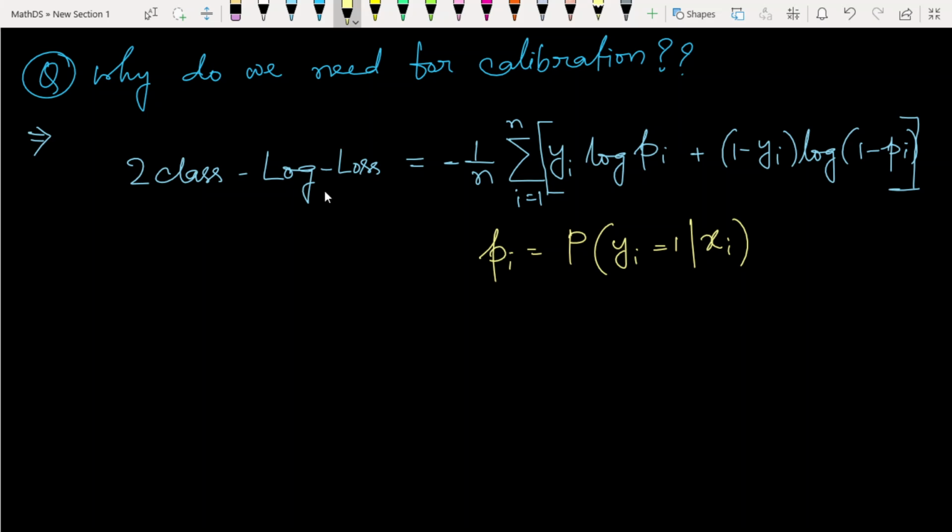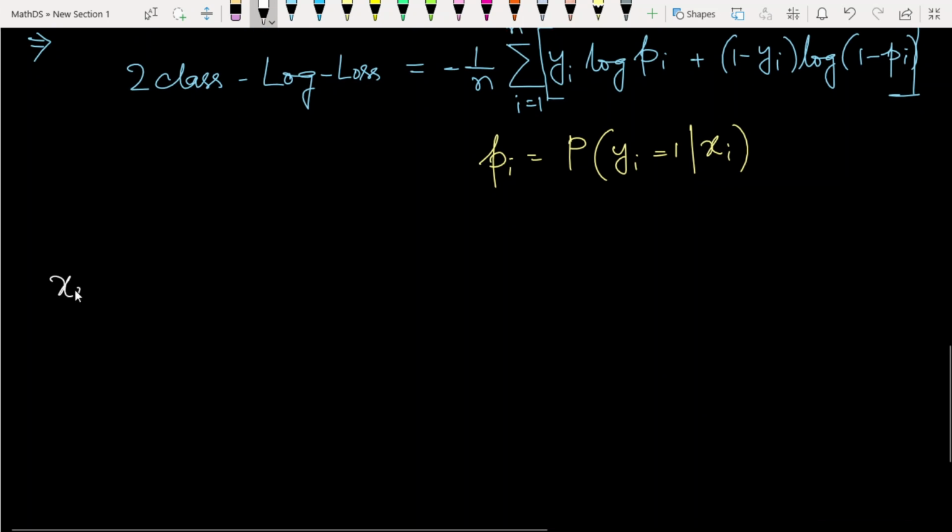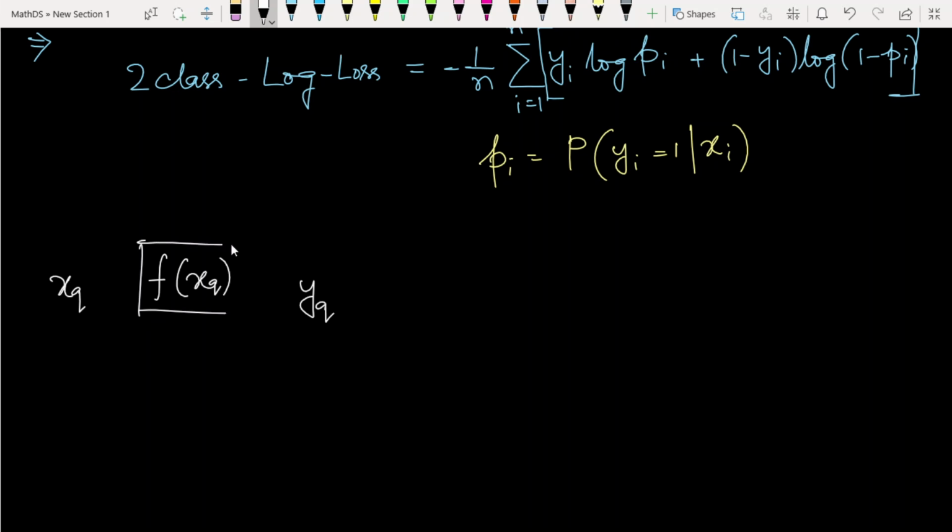Now let's try to understand. This is our two class log loss formula that we have already seen. For a given query point xq, at the end of the day we have to find the output of this query point by applying the model that we have built onto it. But this output is not always correct.